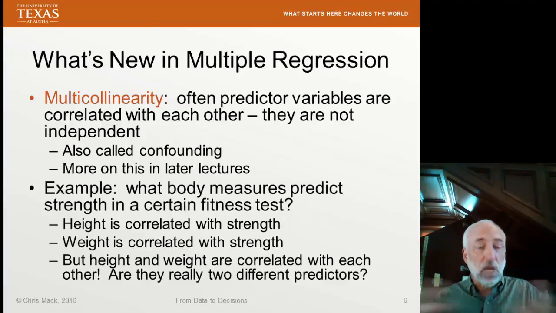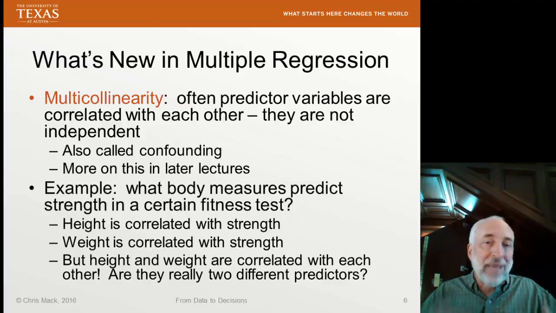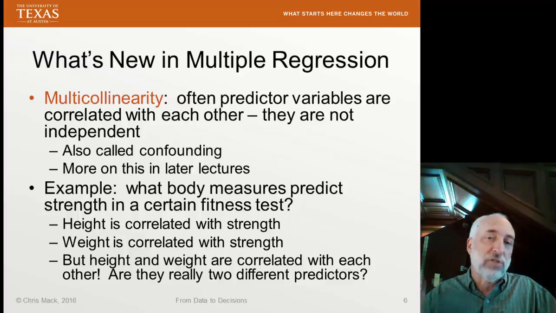Here's an example. I want to know if there are any measures of the body that predict strength. So I have a certain fitness test.